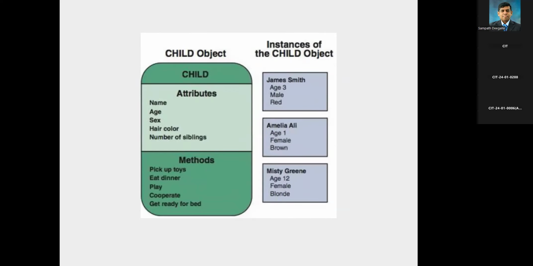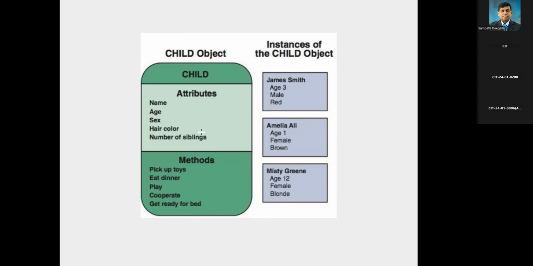Another example, we have the child object. Compared to the previous one, you will also have data and processes, or attributes and methods, but this time you have a different set of data and a different set of processes. In this case, when you take the child object, you will find name, age, sex, hair color, and number of siblings. And the methods are different. They're related to this child object. We have pick up toys, eat dinner, play, cooperate, get ready for bed, and so on.